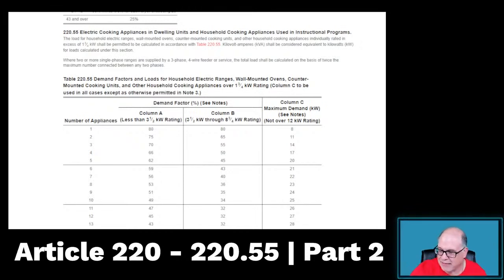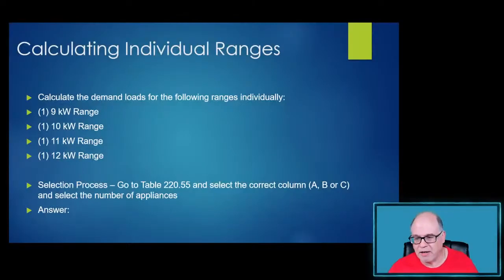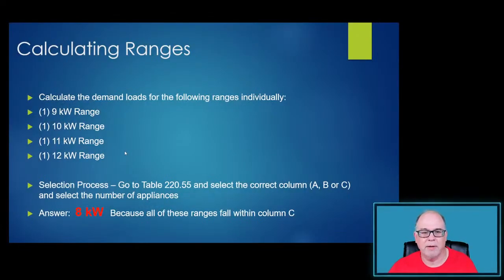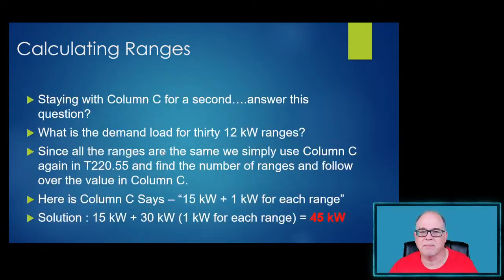Okay, so let's go back to the presentation here, so the PowerPoint, so I can explain that. All right, so if you look at our example, no, it wasn't a trick question. Basically, 8 kW is what you're going to use for all of these because they all fall under column C, and this one range is 8. Now, if we were doing a calculation, and we will later, where we have multiple ranges, then it's something different. But right now, I just wanted to know what the individual rating was for each one of these ranges, and it's 8 kW. See how that works? Okay.